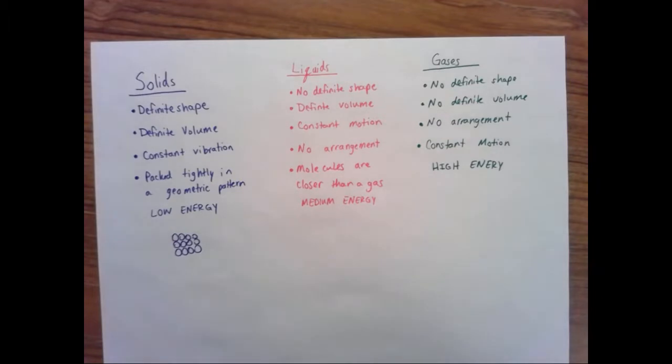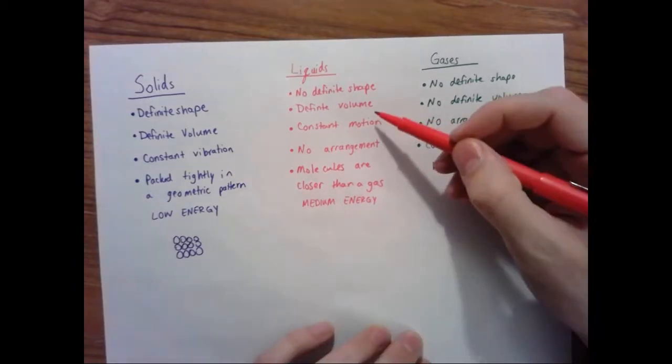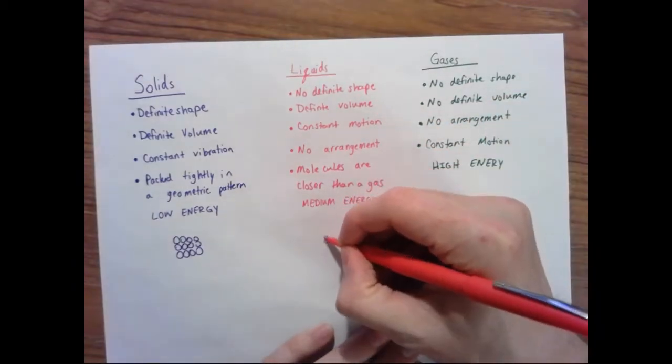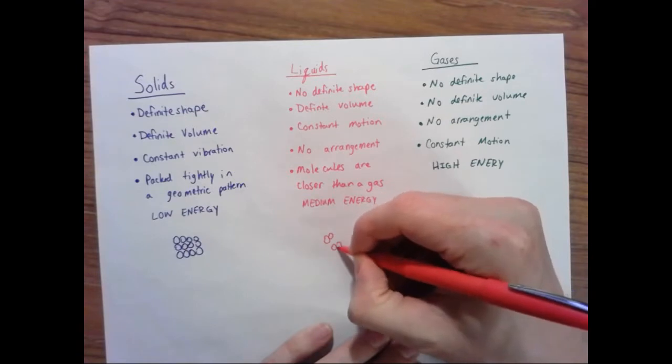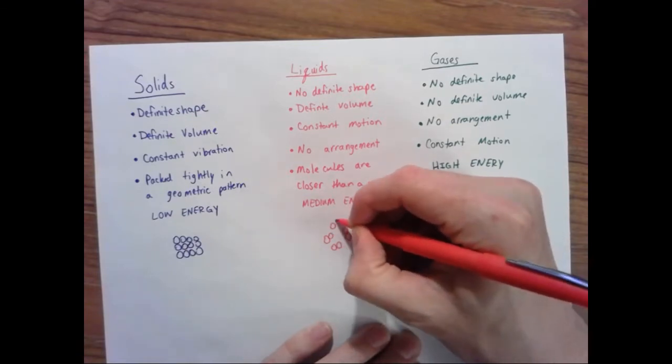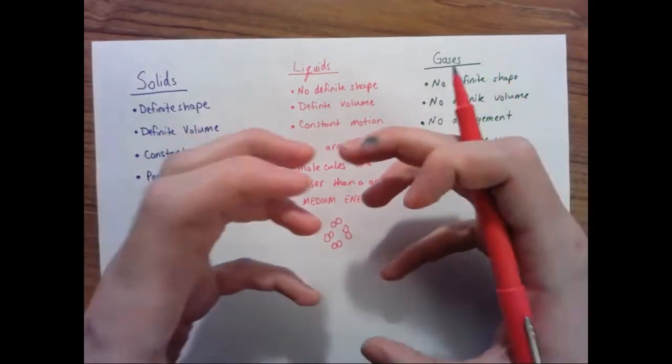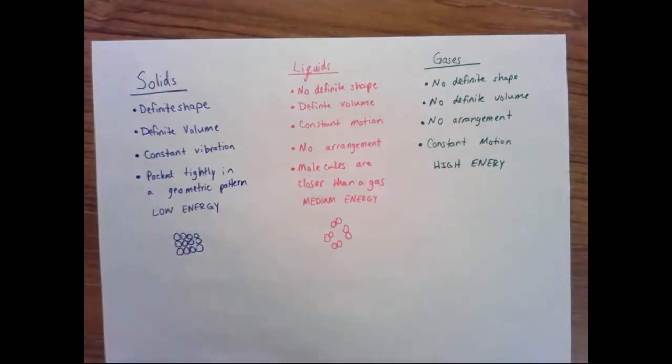The next one is liquids. And remember, they don't have a definite shape. A liquid will fill any container that it's put into, but it does have a definite volume. And they're a little bit closer together, so the intermolecular forces are going to hold them all together. And then our last ones are gases.